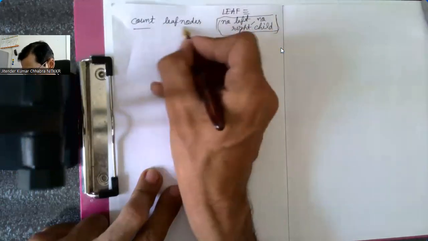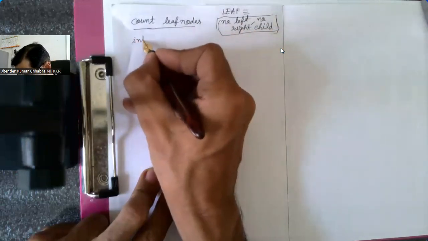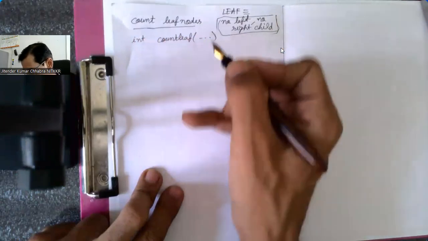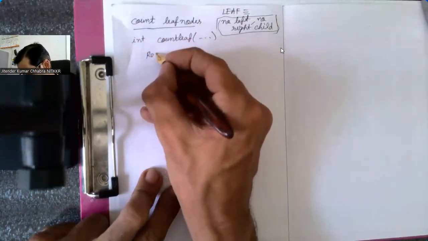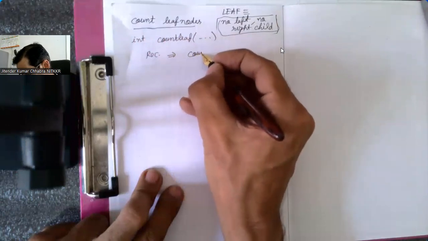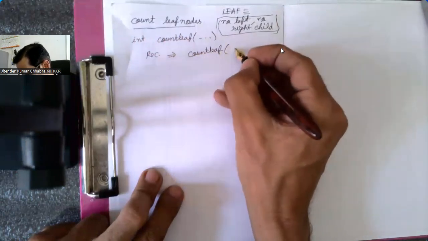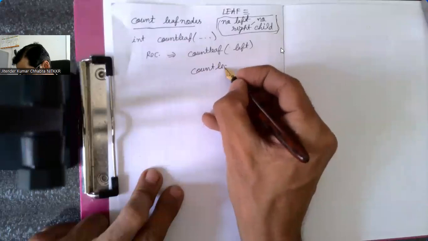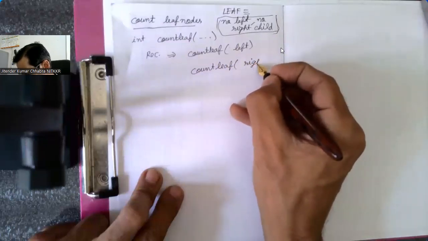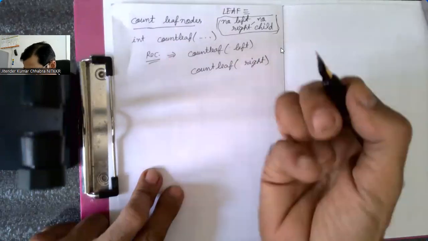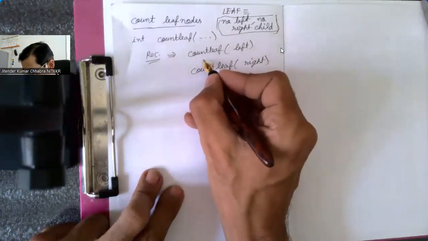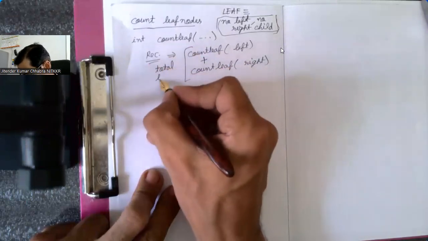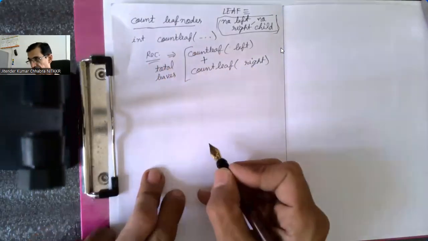How to do that? So obviously it will be int count leaf. Recursive definition: count leaf in the left, count leaf from the right. So both will tell how many total leaf nodes are there on both sides. I have assumed that recursion means a tree existed. So my total leaves are how many? Add these two. These are the total leaves. So that will be the simple logic.